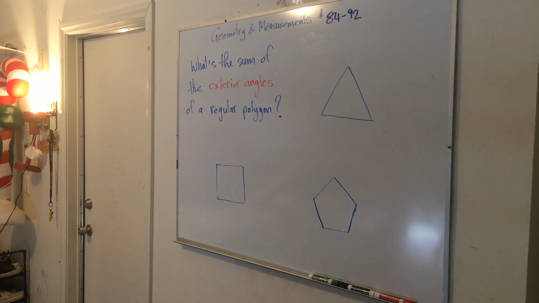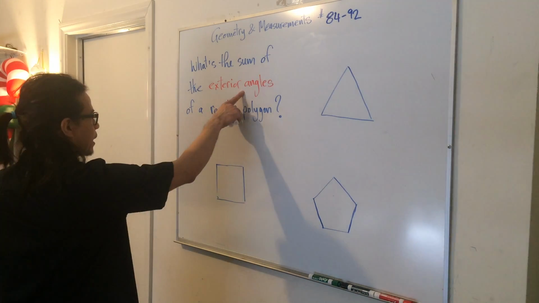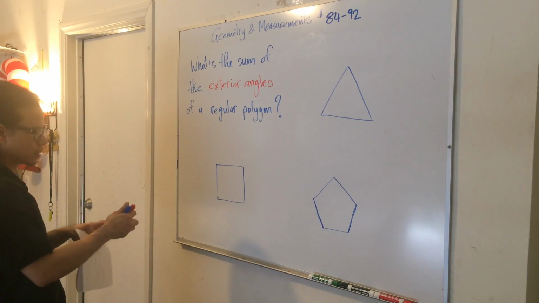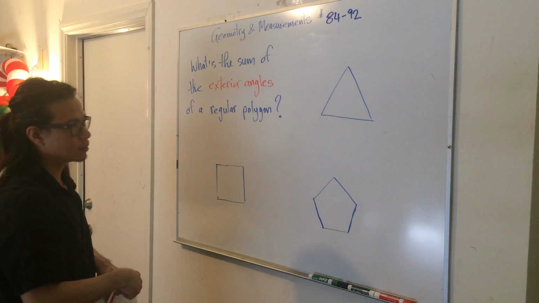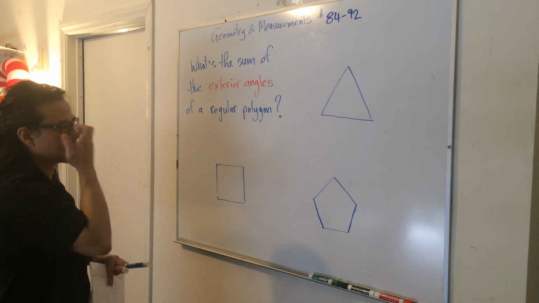So this question asks, what's the sum of the exterior angles of a regular polygon? Regular meaning all sides are equal. First, let's look at the triangle here.